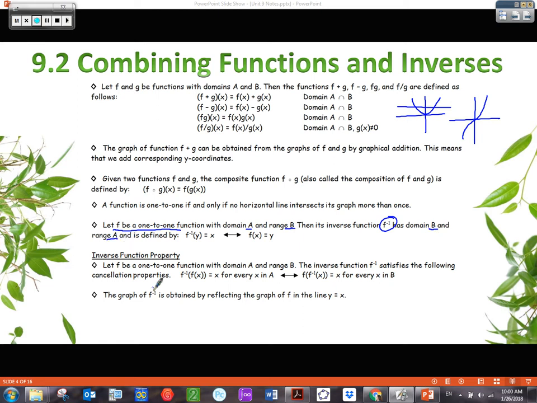And when we're finding inverses algebraically, we would simply switch the x and the y and solve for y. So here's the original function, x and y. We would flip them, and so the inverse would have the y in the place of the x and the x in the place of the y. And if we were doing that algebraically, we would then solve for y if possible.